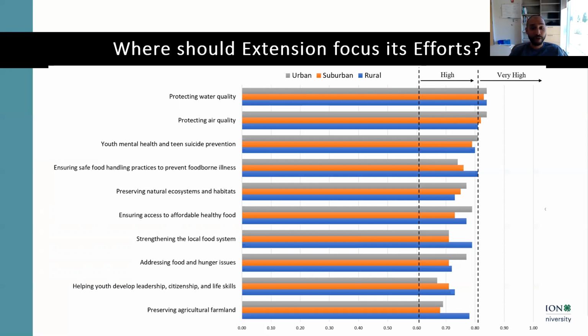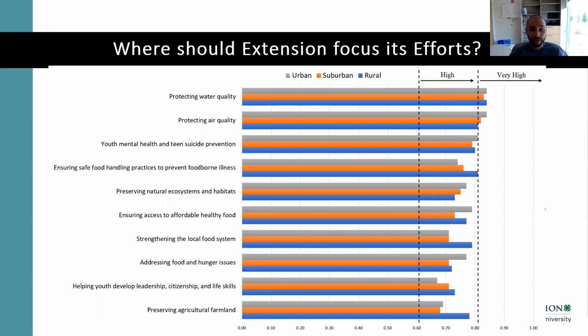So what type of programs come to mind that currently address either one of these issues? If you can't think of any, this presents a great opportunity for you to create very relevant programming. Also, it should be noted that programs such as landscape irrigation and environmental conservation can be connected to water and air quality issues. So moving on, other important issues were youth mental health and teen suicide prevention, food safety in the context of foodborne illnesses, and preserving natural ecosystems and habitats.